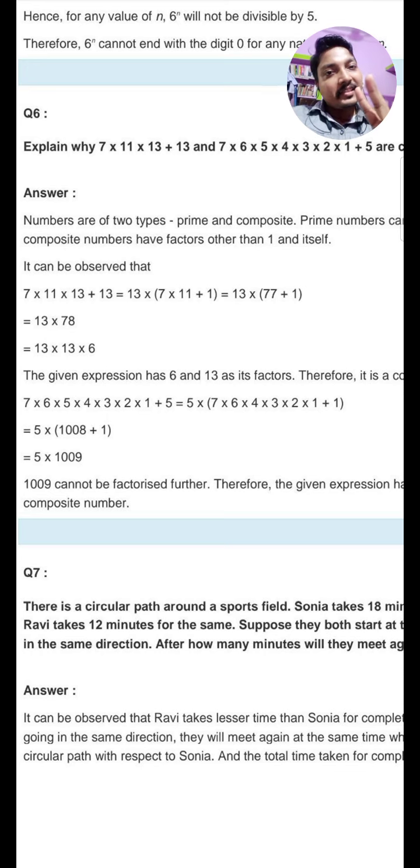It means two things are clear. If it is composite, it can be expressed as a product of prime factors. Secondly, if it can be expressed as a product of prime factors, then it is a composite number. So here you have to show that the number can be expressed as a product of prime factors.